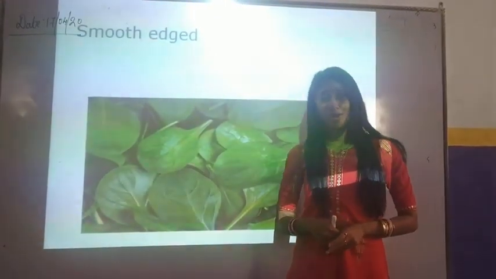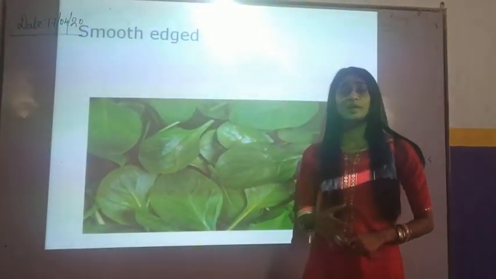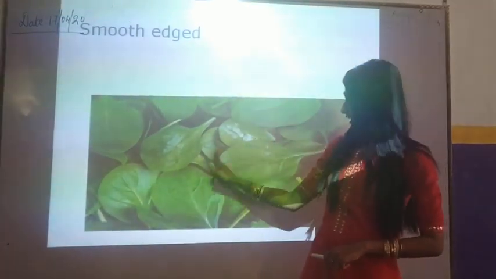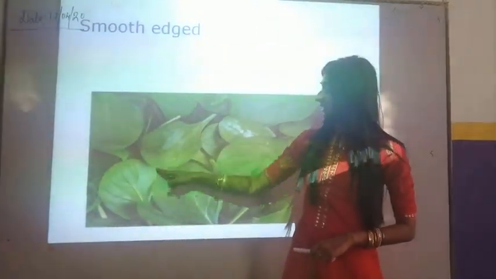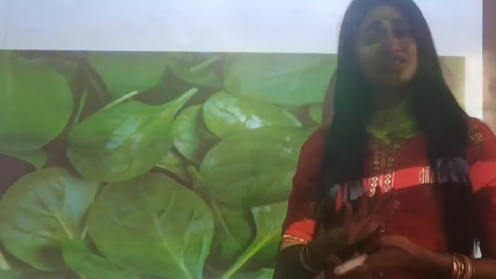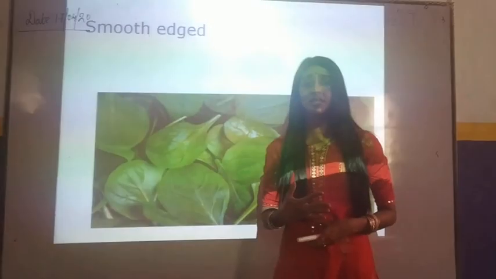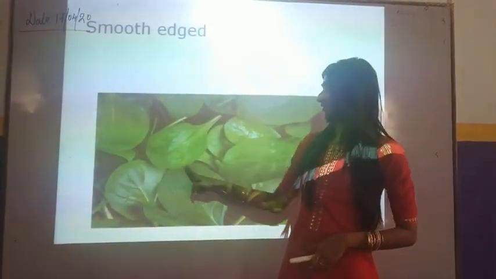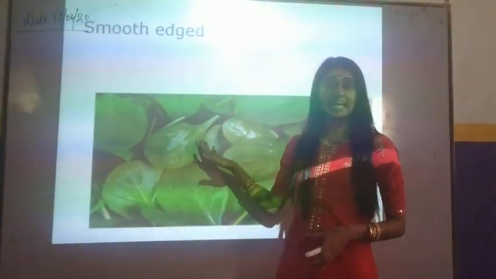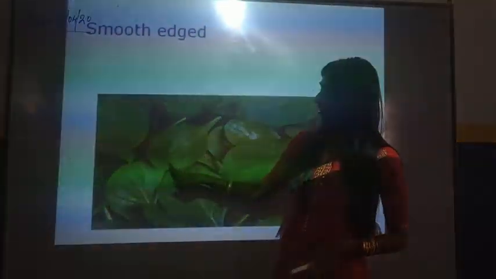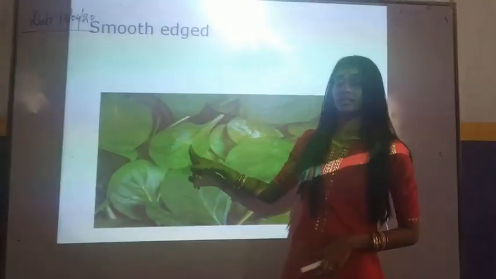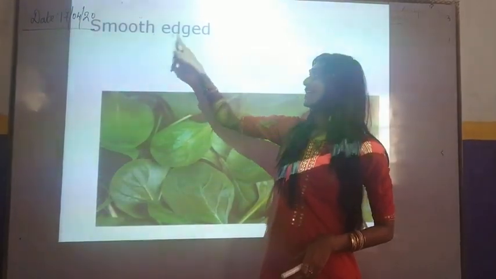We can also categorize the leaves based on their edges. You can see some examples of spinach leaves. These are very smooth. You often have delicious spinach curry. Yes. So the spinach leaves have a smooth edge. Smooth and round type edge. That is why these leaves are known as smooth-edged leaves.